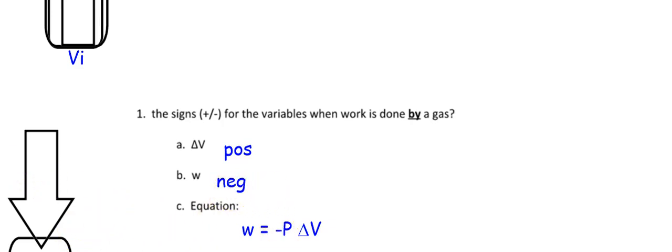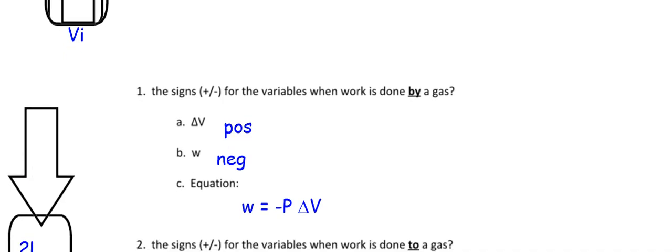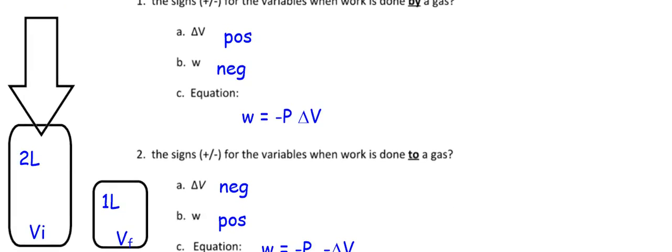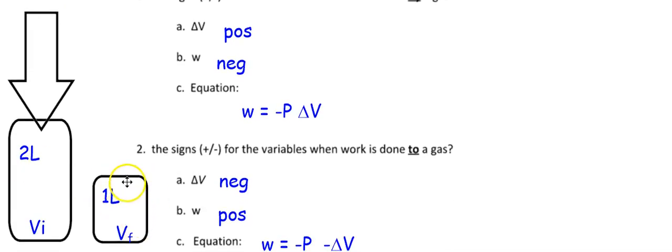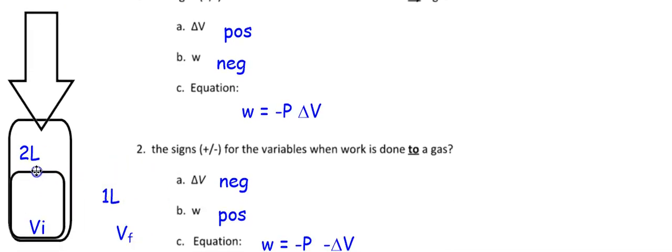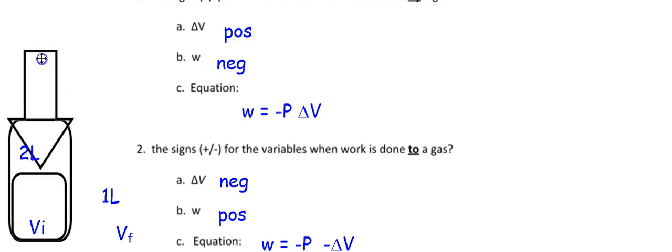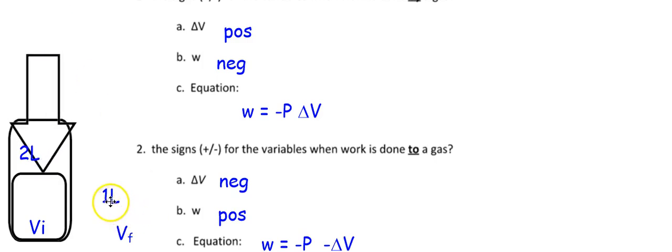So what about the next situation? What about when work is done to the gas? So here's my example. I have a 2-liter container, and then this is going to be pushed down. So now I'm pushing down the syringe. See that? I thought it was pretty clever. And now maybe your volume is, let's say, 1. That's your volume final. I'll put volume initial up here then.